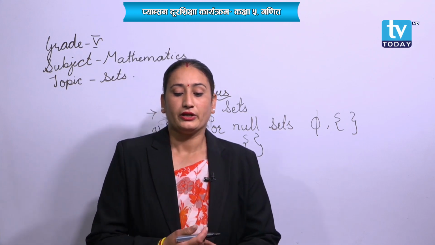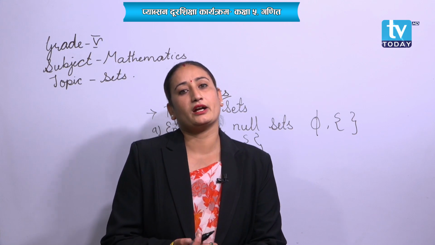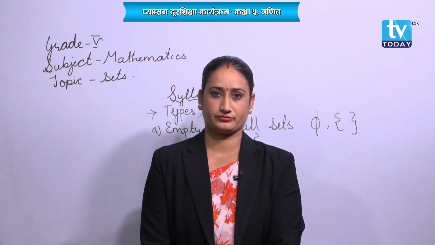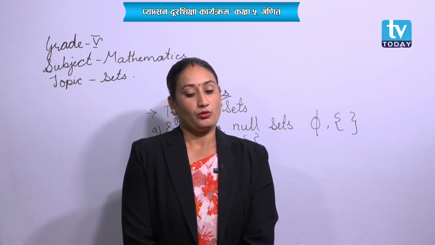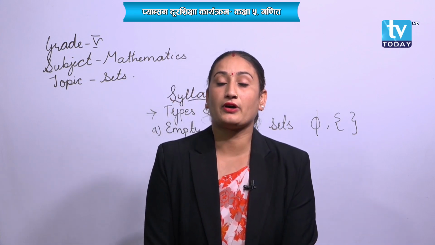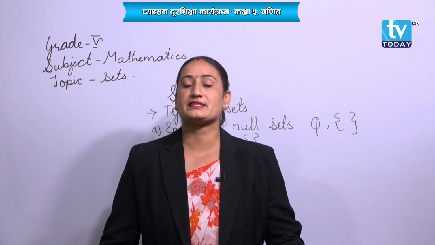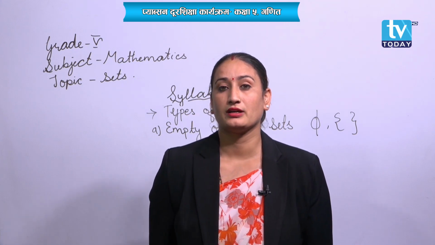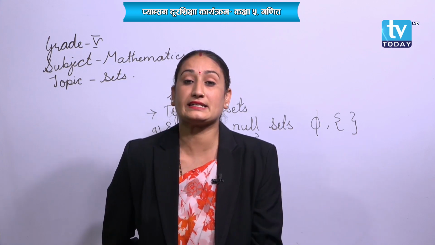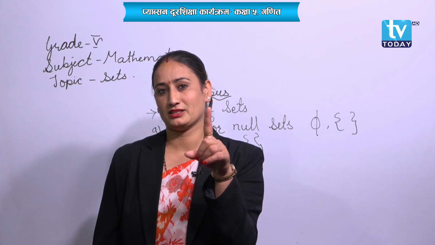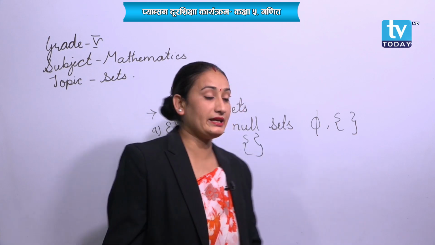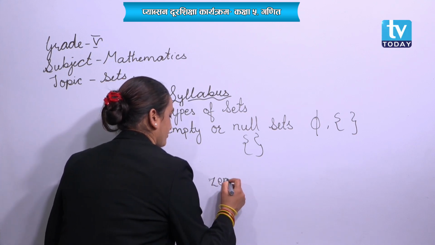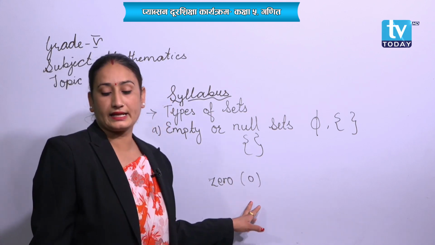Then, students, after this you are going to learn about the unit or singleton set. Before starting the unit or singleton set, I want to give you one question. What is the first digit of the whole numbers? Can you tell me? It's 0. How many digits are there? It's just 1 digit, right? Only 1. What is that? It's 0. Single digit, that is 0.